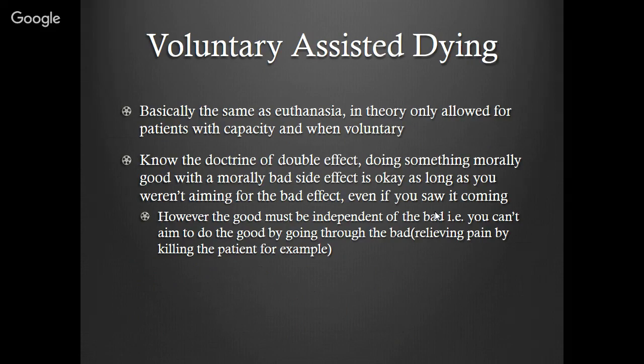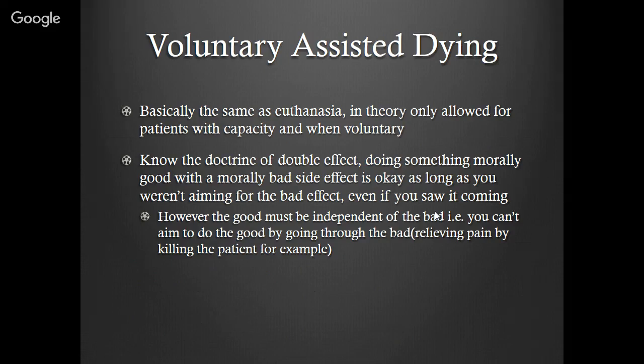Okay, voluntary assisted dying. You'll do a bit more on it next year as well. It's worth knowing about. The doctrine of double effect is quite good as well. Basically, from halfway through next year, the Voluntary Assisted Dying Act will be in force in Victoria, which means that it's okay to carry out euthanasia. In theory, it should only be allowed for people who are capable, so they can make decisions for themselves. You can't have family members asking for it or anything like that.